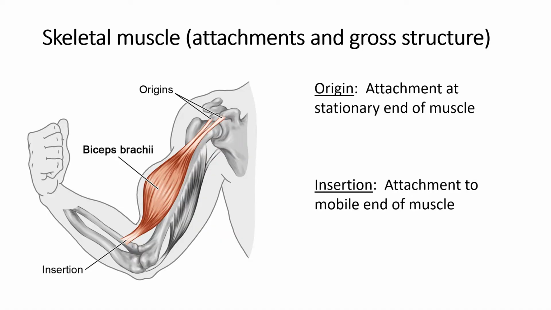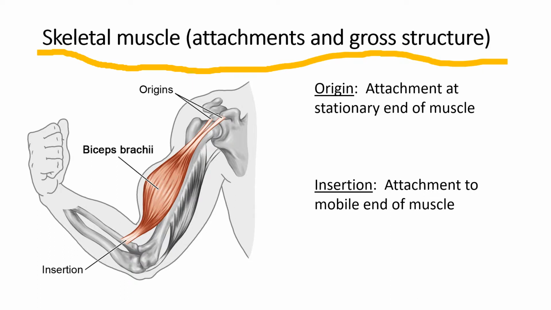Okay, skeletal muscles. Going back to skeletal muscles. All right, attachment and growth structure. Of course, know everything that I talk about. You have the origin and insertion. The origin is simply the attachment at the stationary end of the muscle. So this part is stationary. Let me try using another part. This part is stationary. Pretty much this part of the arm does not move.